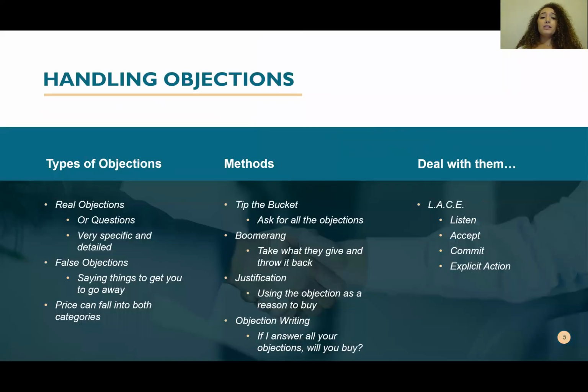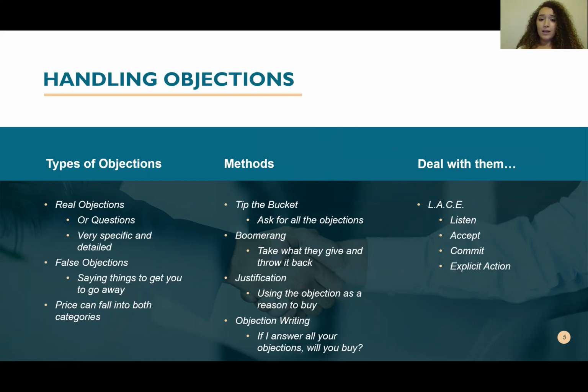Our next part is handling objections. I know this is a lot. It's not too hard to take in. So the first thing is we need to know what the types of objections are. There's real objections and there's false objections. Real objections are pretty much just questions. They're very specific and very detailed. False objections are just what people are saying to get you to go away and stop trying to get them to sell to you. So there's one thing that can fall into both categories: price. This is because price could be a real objection because people just can't afford things, or people can just throw it away and be like, it's too expensive.